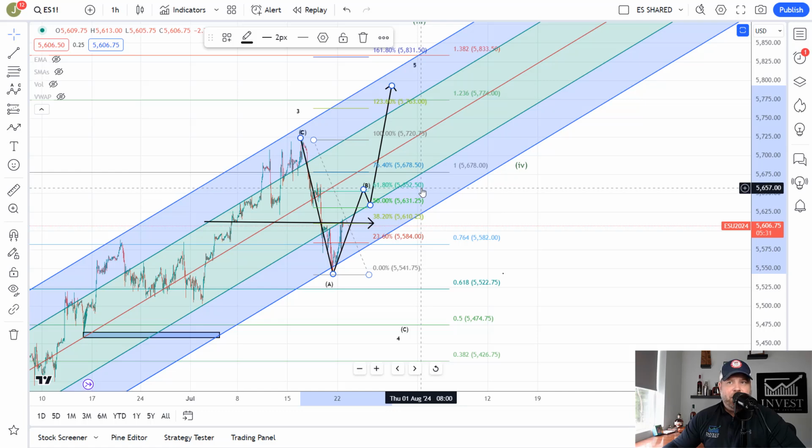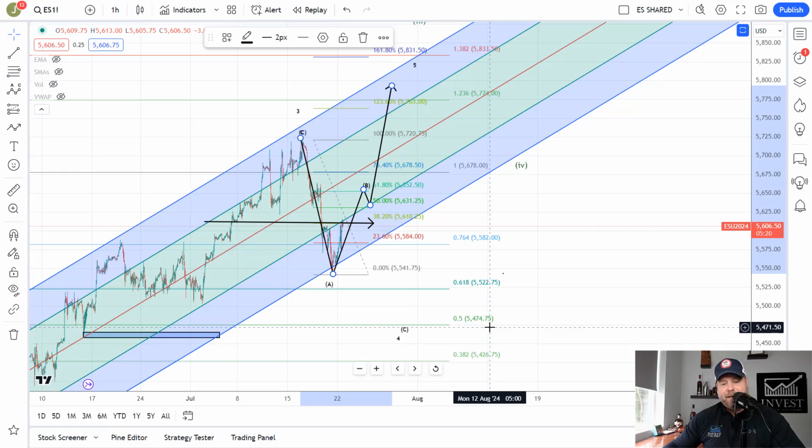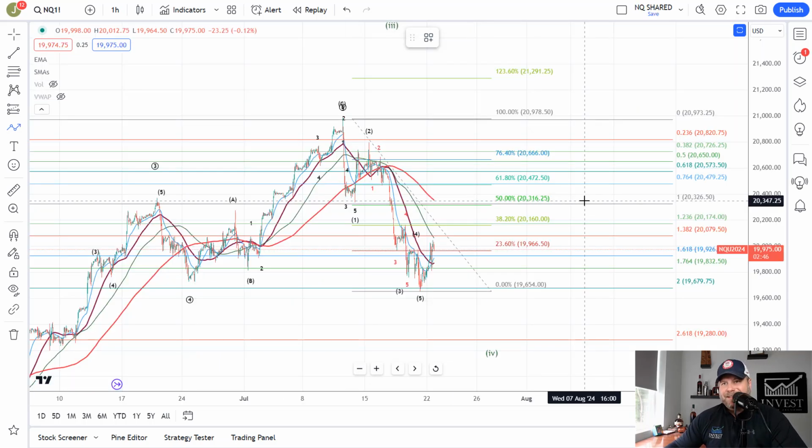56.30 and 50 are the places the bears want to hold. Above that starts to turn bullish, and any break of 55.41 turns us into a 54.75 area over on the NASDAQ. Okay, so the NASDAQ plays out just a little bit different.